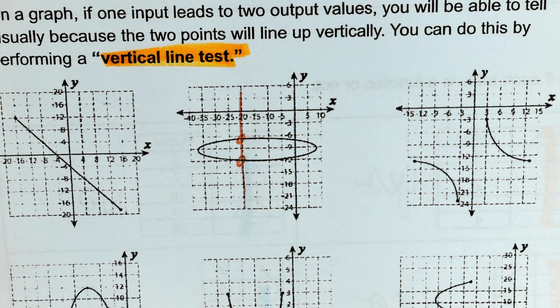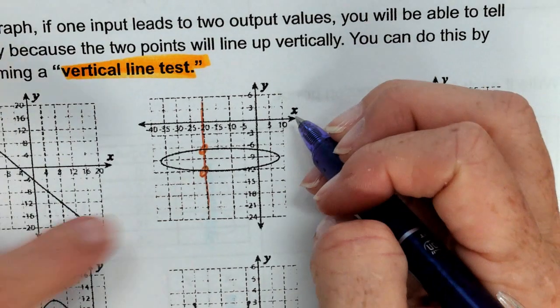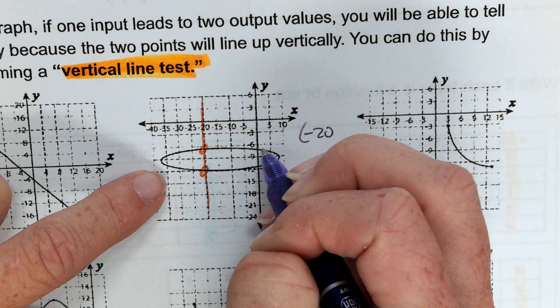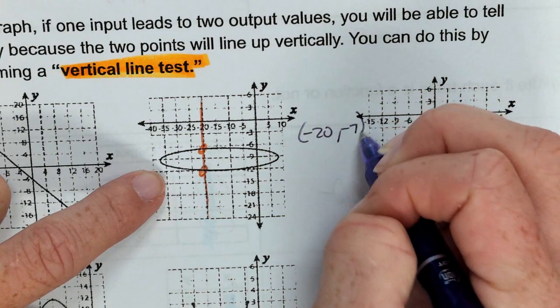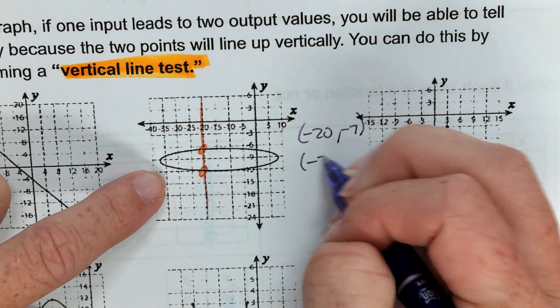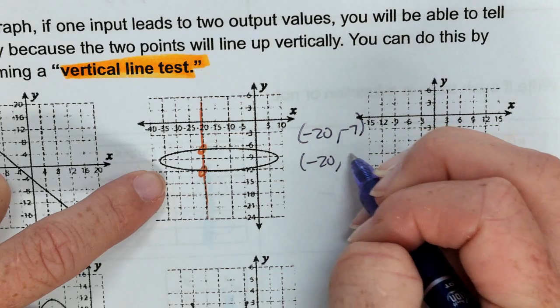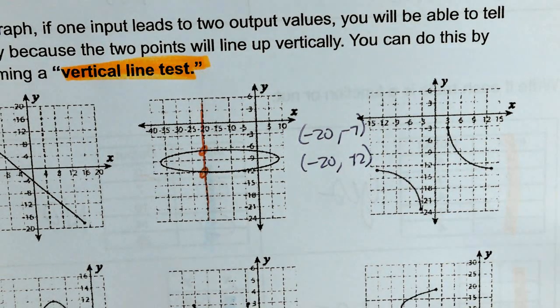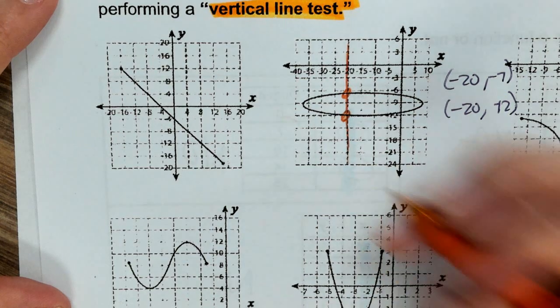If I wrote those as coordinates, look what happens. I am at negative 20, negative 7-ish, and then here I'm at negative 20, negative 12. What do you see about those coordinates? So when they line up vertically, they have the same x. That's why you do a vertical line test. Okay? If they line up horizontally, they don't have the same x. Okay? So this is a no. This is not a function.